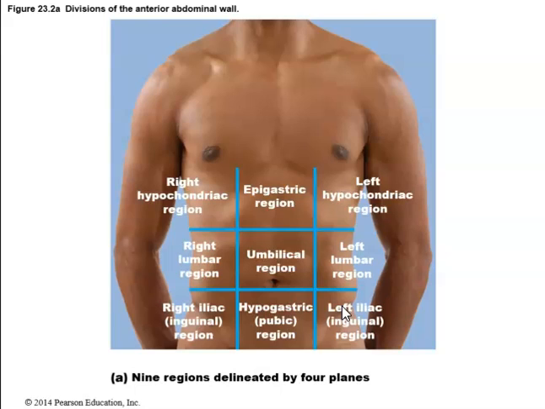We have different ways of dividing up the abdomen. We have our 4 quadrants, right upper, left upper, right lower, and left lower quadrant. And then we have our regions.